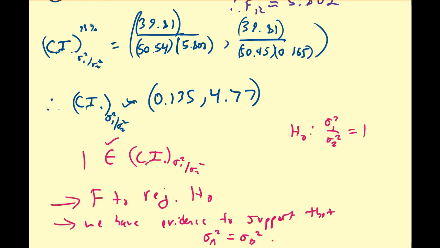And that's how you perform an F-test on the equality of variances if you gather two independent samples from different populations.